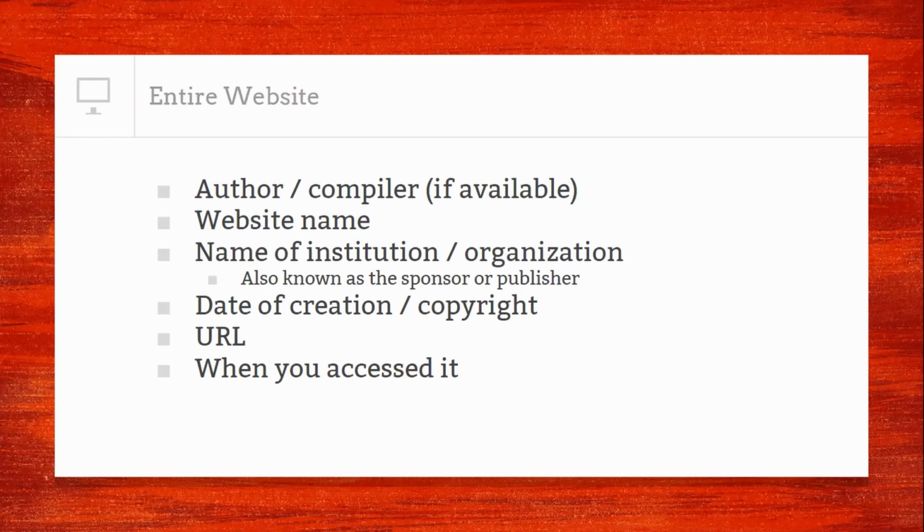The date of creation or copyright is also found at the bottom of the web page. You will also need the URL that you use to access it, and the date that you accessed it. This is important because websites, as we know, can change, and they often do change. By knowing when you accessed it, we know what version of the website you looked at, so it's not your fault if the website changes and no longer has the information that you are now writing in your paper.